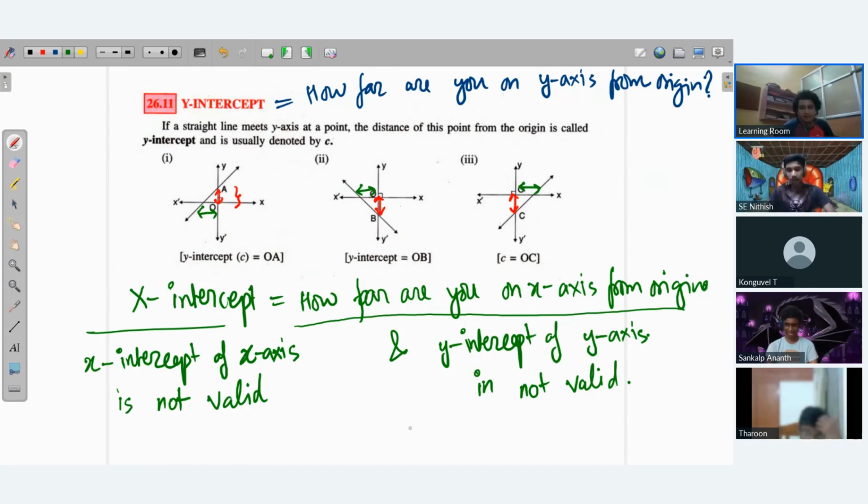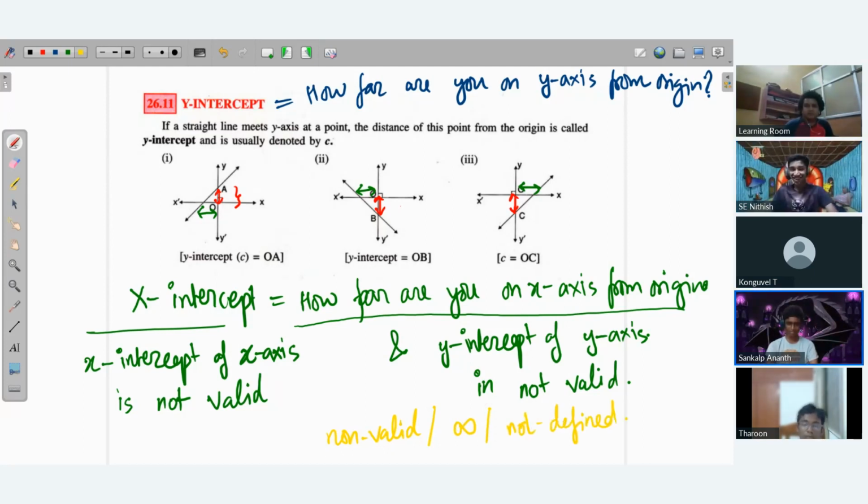Technically, there are three sensitive words. One is non-valid, another is infinity, and another is not defined. Sir, there is no difference between non-valid and not valid, right? Yeah, there is no difference. You can take the sensitive word as not valid. These three are sensitive words.